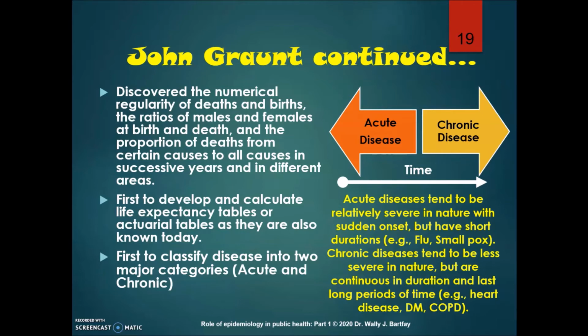So acute diseases tend to be relatively severe in nature with a sudden onset, but have a relatively short duration. Example might be a flu or smallpox. Chronic diseases tend to be less severe in nature, but are continuous in duration and last, of course, long periods of time. And examples might be things like heart disease and diabetes and chronic obstructive pulmonary disease.